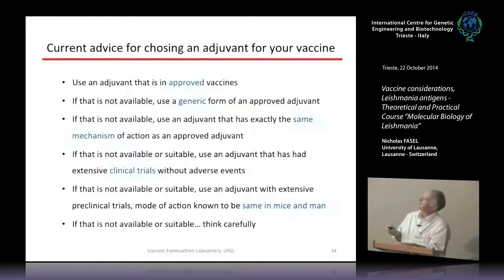If you have to choose an adjuvant, what should you do? I think first, if you can use one which has been used in an approved vaccine, that's the best. Then take a generic form, or use an adjuvant which has exactly the same mechanism of action. If you know the mechanism of action, for example of alum, you could imagine using another adjuvant, but you may not have access to it. You say, okay, I know this adjuvant will work the same way as alum, for example.